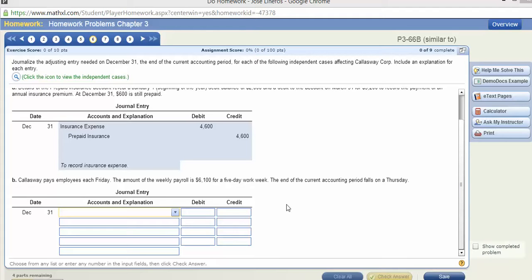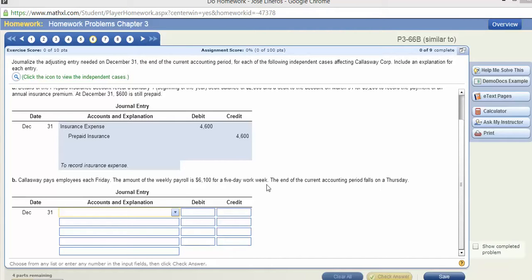Hi everyone. Let's look at the adjusting entry for salary expense. In other words, we're at the end of the year here. The employees get paid $6,100. Notice it's very simplified. All the employees' weekly payroll is $6,100 for a 5-day work week. And then it says the end of the current accounting period falls on a Thursday.